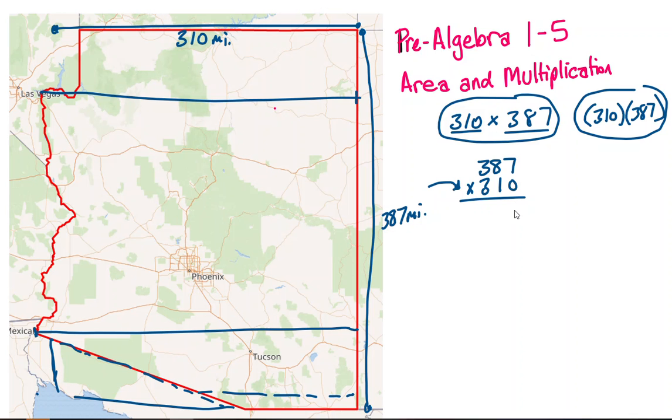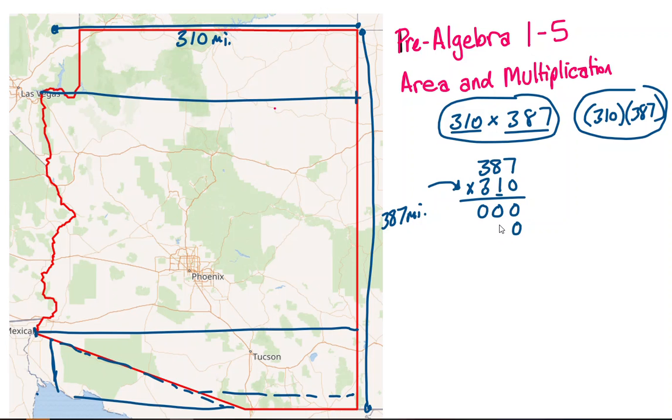0 times 7 is 0. 0 times 8 is 0. 0 times 3 is 0. Well, that was easy. And then for the next number, the tens digit, we're going to do the same thing. We're going to multiply everything by 1. But we have to shift it over because it's really not multiplying by 1, it's multiplying by 10. So we're going to add a 0 to make it so that it's like we're multiplying by 10.